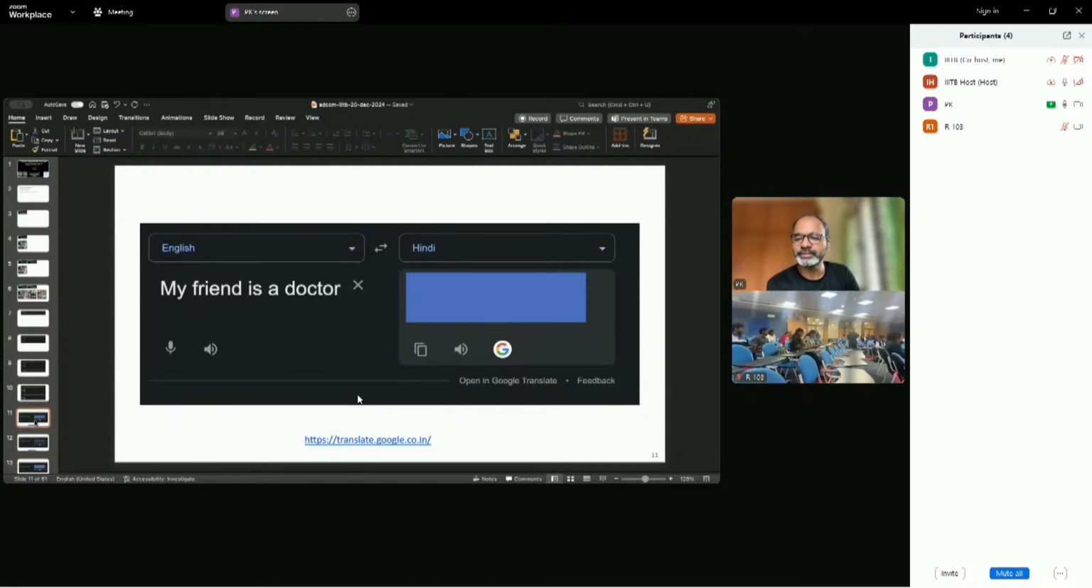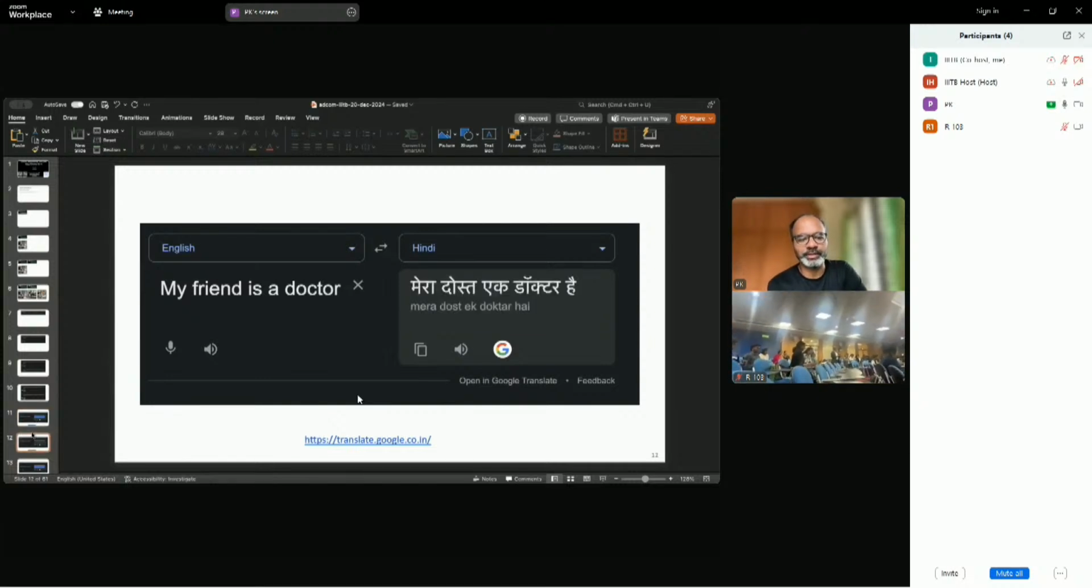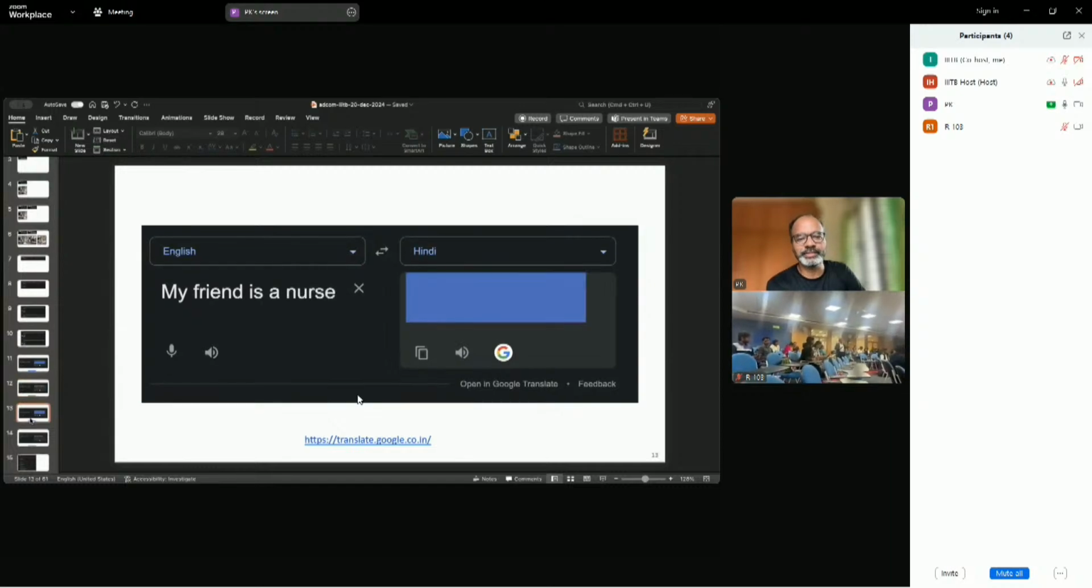What was the translation? मेरा दोस्त एक डॉक्टर है. Mera dost ek doctor hai. Very nice, right? So mera dost ek doctor hai. That's what you should have gotten. Just change the doctor to nurse.